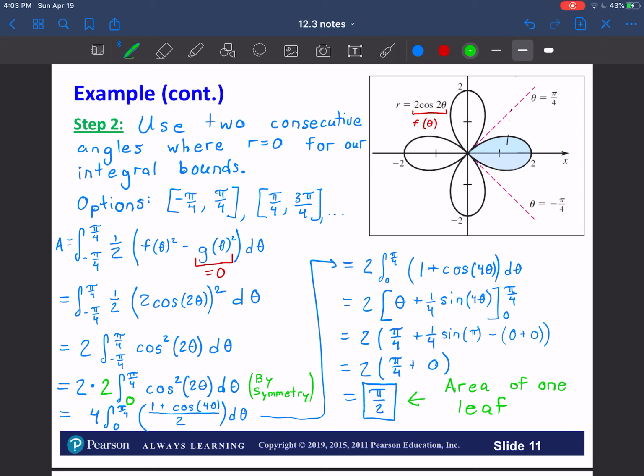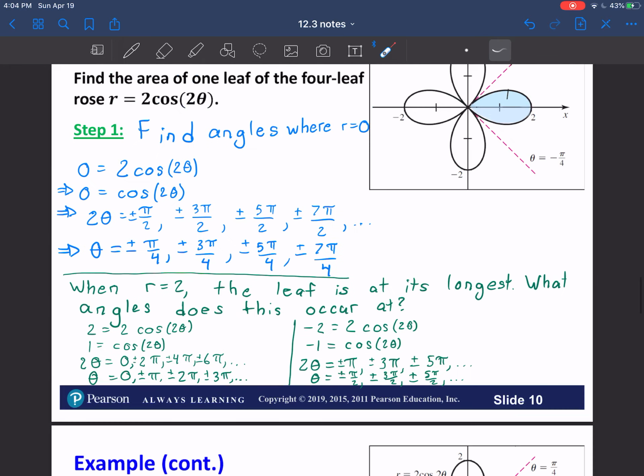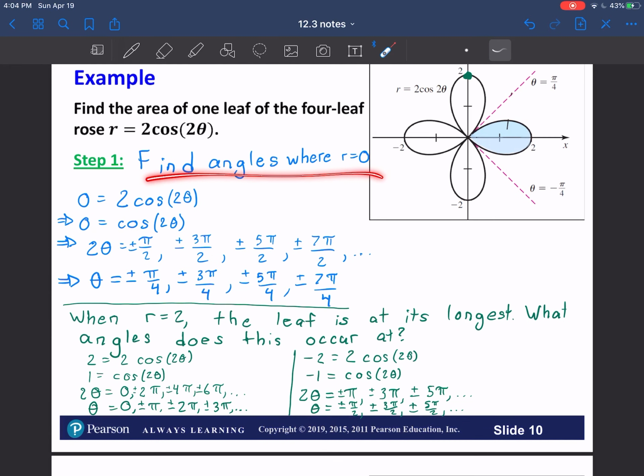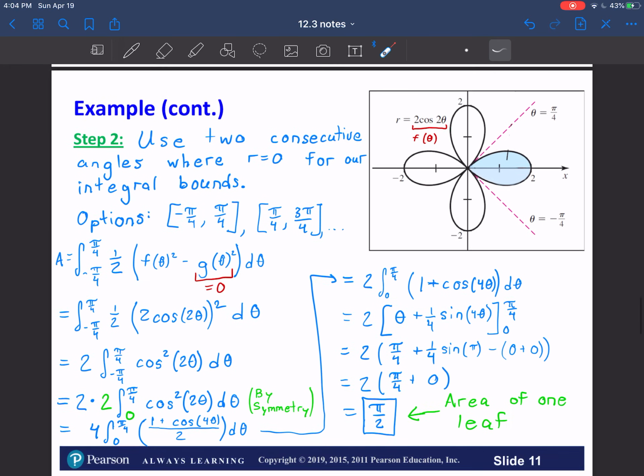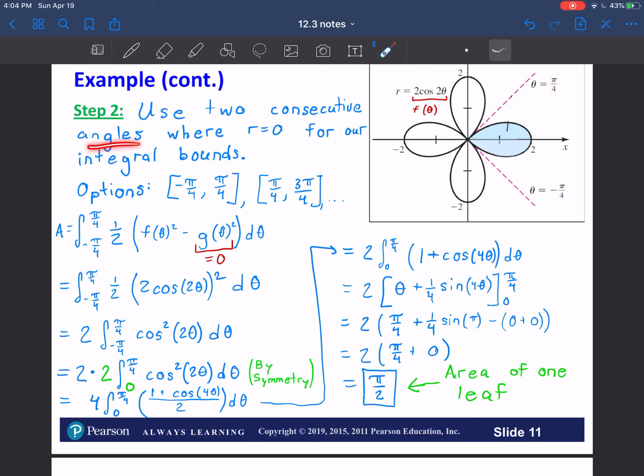Okay, so a lot of little things we did on this example, but the main concept here is to follow these two steps. We're going to find angles where r is equal to 0, and then we choose two consecutive angles where r is equal to 0, use those for your integral bounds, and just plug everything in and calculate it.